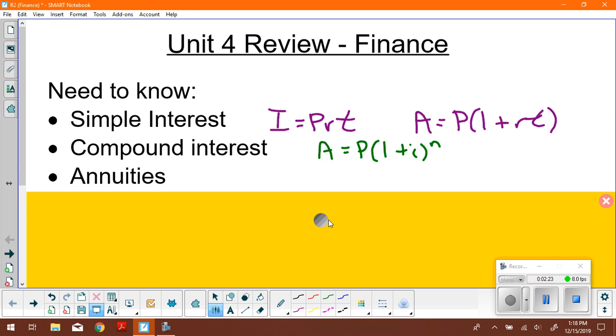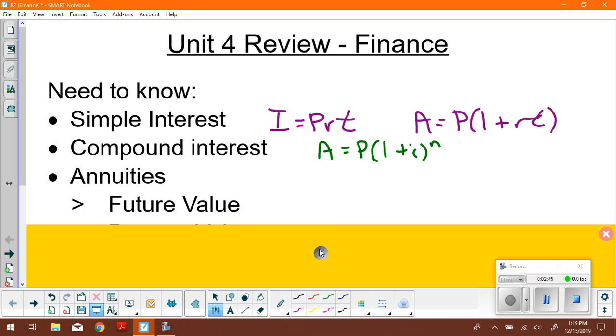Then we got into annuities. An annuity is when you make a regular deposit, or if it's for a loan, a regular payment to pay it off. The key thing is it's just a regular repeated payment of some kind. In both simple and compound interest, it's just one amount and that's it. We looked at two formulas for this. The first one was the future value formula, which is when you're saving money for something and seeing what it adds up to at the end.